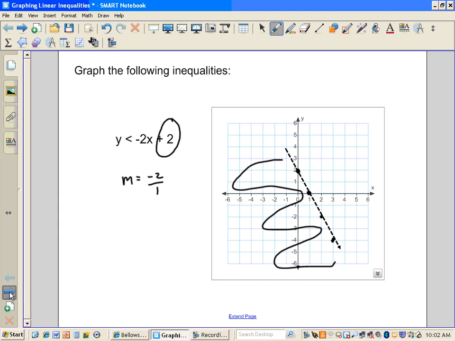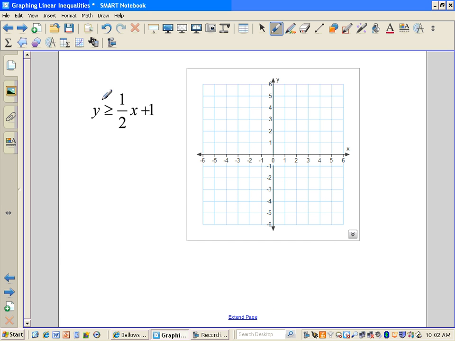Okay? Let's look at another example. This one says y is greater than or equal to 1/2 x plus 1. Well, plus 1, that's our y-intercept. That's where we're going to start. And 1/2 is our slope.